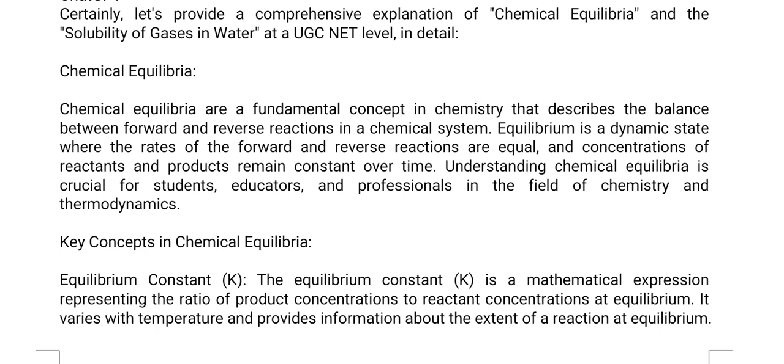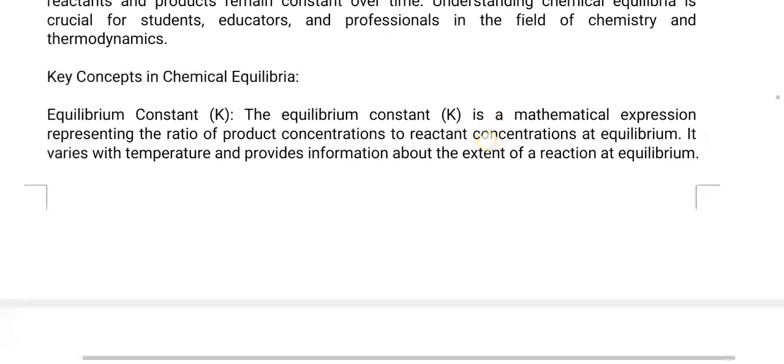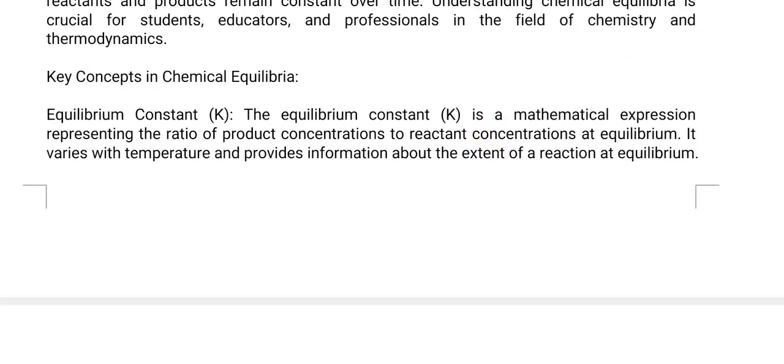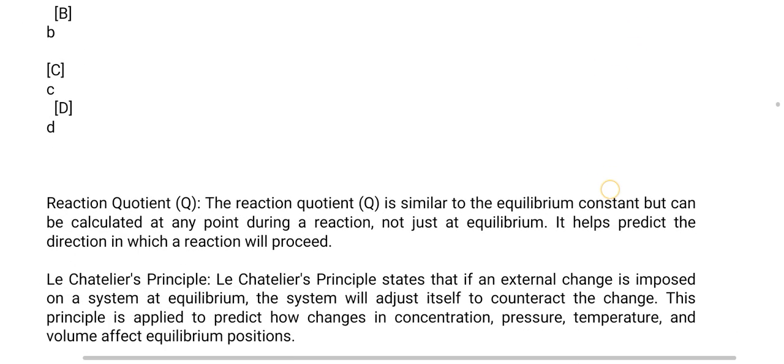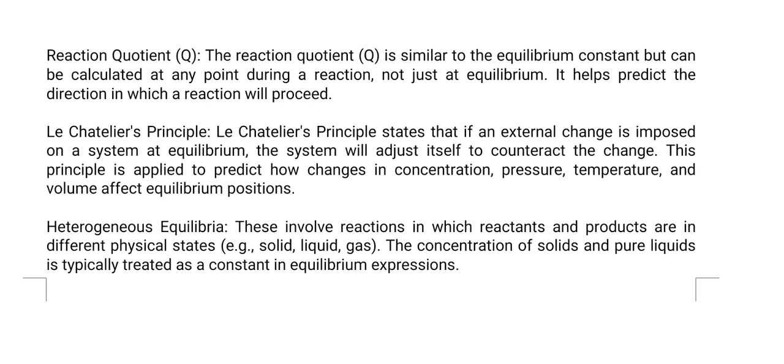So, key concepts in chemical equilibria. Equilibrium constant K. The equilibrium constant K is a mathematical expression representing the ratio of product concentrations to reactant concentrations at equilibrium. It varies with temperature and provides information about the extent of a reaction at equilibrium. So, reaction quotient Q. Reaction quotient Q is similar to the equilibrium constant but can be calculated at any point during a reaction, not just at equilibrium. It helps predict the direction in which a reaction will proceed.